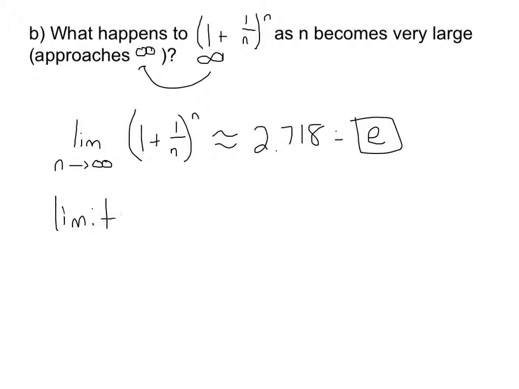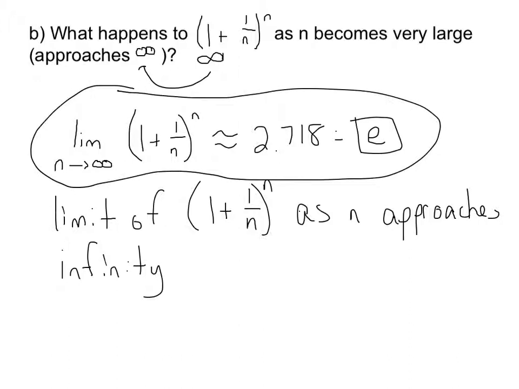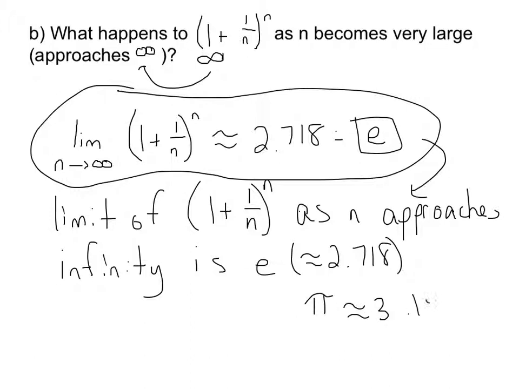Let me write that out for you. The limit, write this out, guys. The limit of 1 plus 1 over n to the nth power as n approaches infinity. That's how we read that. I would read that to yourself 4 or 5 times right now and then look back at this expression. This is it written in algebra. This is it written in words. It is e, which is about 2.718. It's just a lot like pi, which is about 3.14159.